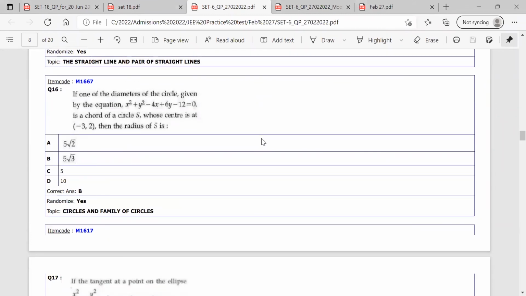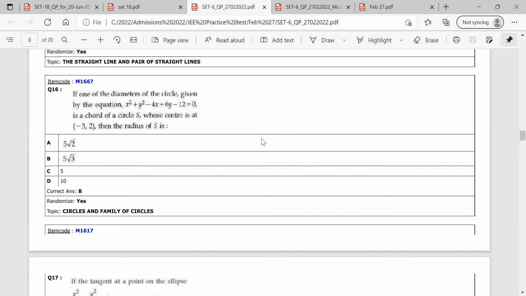So the next question is question number 16. If one of the diameters of the circle given by the equation x square plus y square minus 4x plus 6y minus 12 equal to 0 is a chord of a circle S whose center is at (minus 3, 2), then the radius of S is.